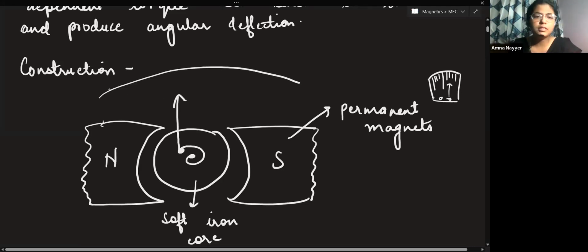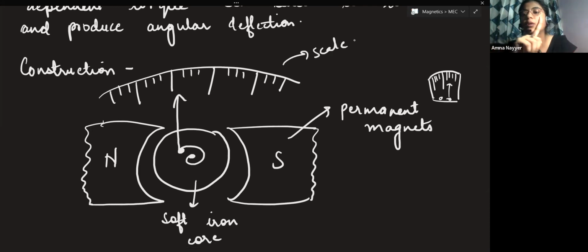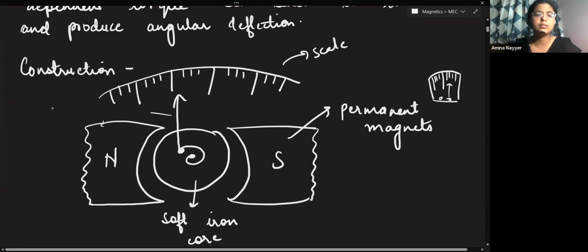And then you have the scale. Markings are there on the scale, but they are not of so much importance because you don't get the exact value. This scale is visible to us when you look at the galvanometer. These are the scales that you're able to see, and you're able to see the pointer. Let me tell you, this is a pointer.